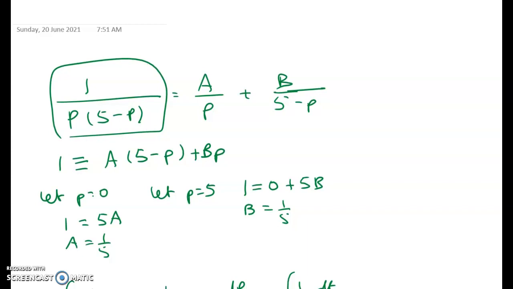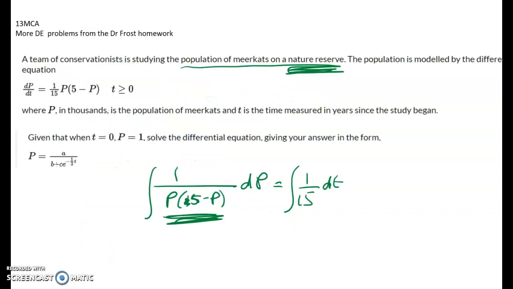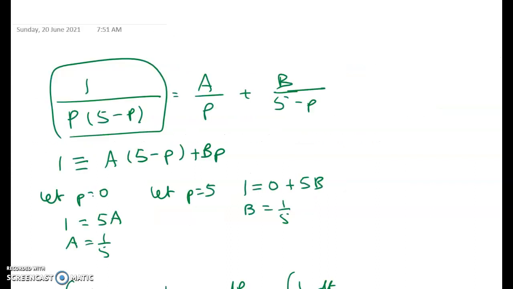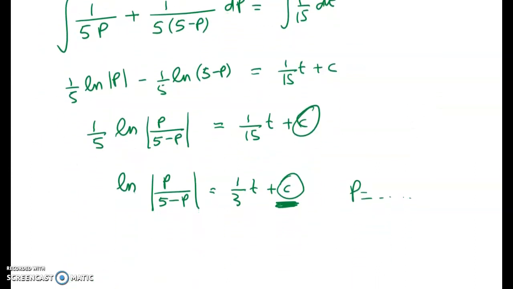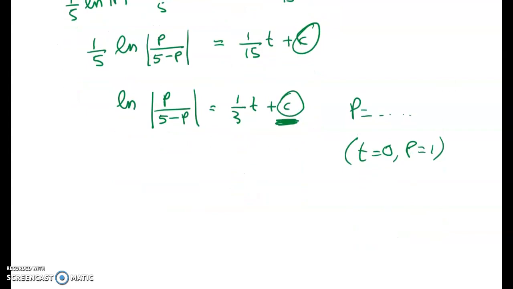So in this question, going all the way back to here, we were told that when t is equal to 0, the population is 1. In other words, at the start there are 1,000 meerkats in the nature reserve. Now let's find the page I was on. Okay, here we go. We're going to use this information that when t equals 0, p equals 1, and substitute in now and solve for the value of c.